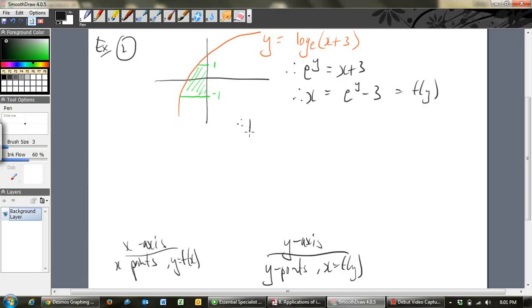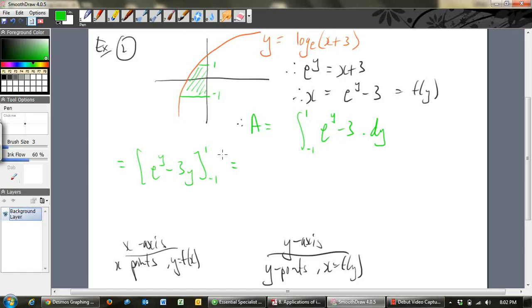Great. Therefore, the area, I was supposed to go to green there, didn't work. Therefore, the area is equal to the integral between, what are your y points? -1 to 1. And our function of y is this here. So it's e to the y minus 3 dy. So it's dy. Remember, we're in terms of y. So that's equal to, let's integrate it. What's the integral of e to the y? It's just e to the y minus 3y. And between the points -1 to 1, and then we just evaluate it.